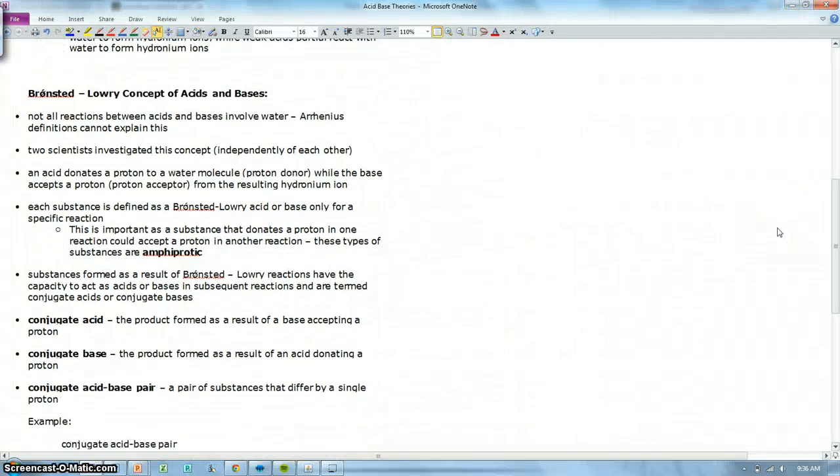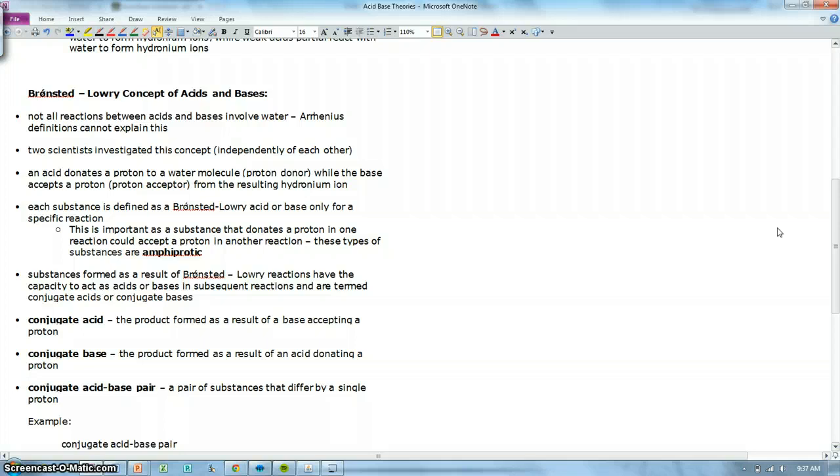So because of these problems, Bronsted and Lowry started investigating these things separately, and they noticed that not all acid and base reactions involve water. That was where the H+ and the OH- came from. And so an acid actually becomes a proton donor to a water molecule. So no matter what it happens to be, the acid will donate a proton while a base accepts a proton from the resulting hydronium ion. And I'll show you an example of that in a second.